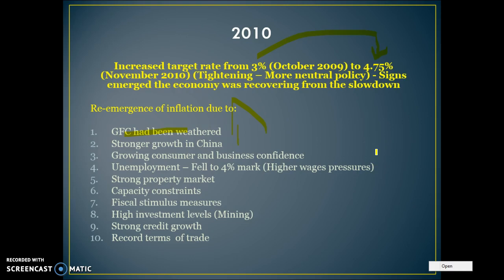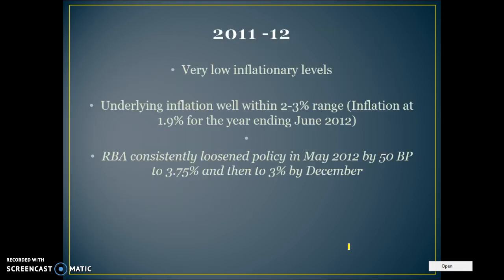Unemployment was down to 4%. So we'd recovered very quickly from the GFC, and suddenly, mainly because of the mining boom, the economy was growing really fast again. Wage pressures were high. We had a strong property market. The government was being expansionary, which forced the RBA to be a bit more contractionary, and there was a record terms of trade. So all these things led to a strong economy, and the RBA ended up being more contractionary.